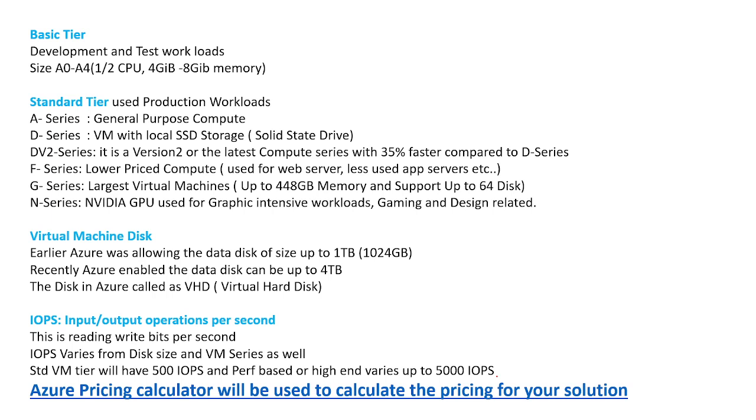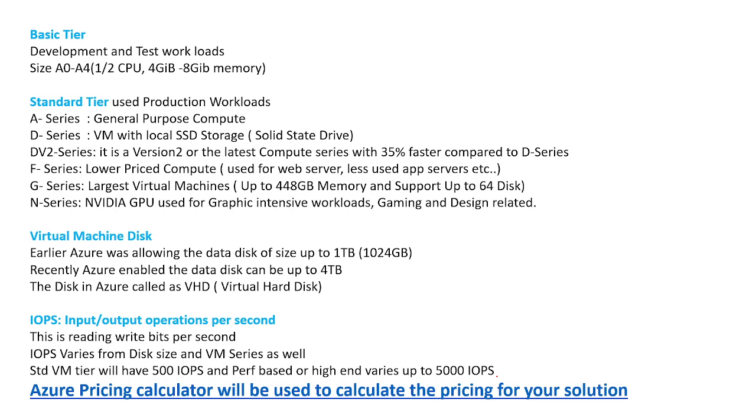So you see here, basic tier means you have from A0 to A4, where the processors vary from 1 to 4, like 1 or 2 CPUs, and a minimum of 4 GB to 8 GB memory. We call it the basic tier. The cost for the basic tier would be around 4 rupees per hour, or less than 10 rupees per hour.